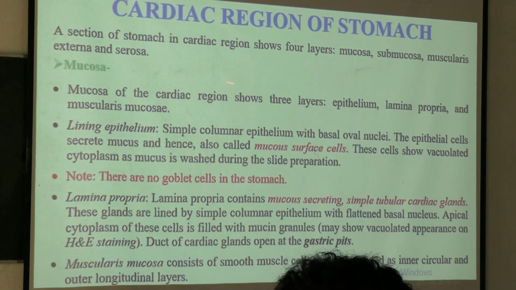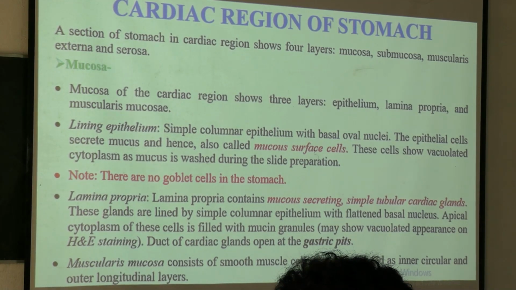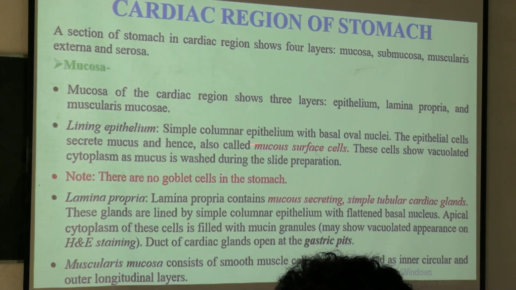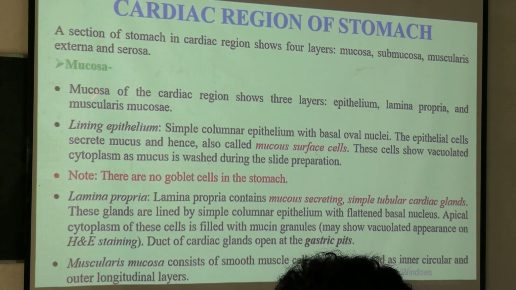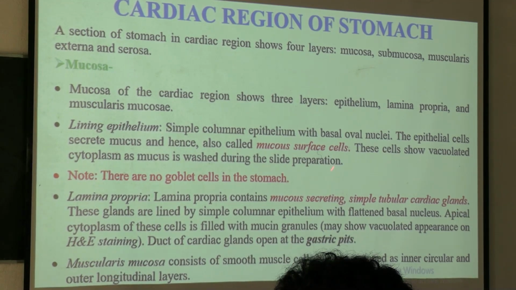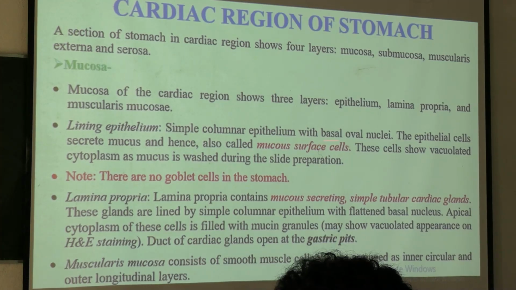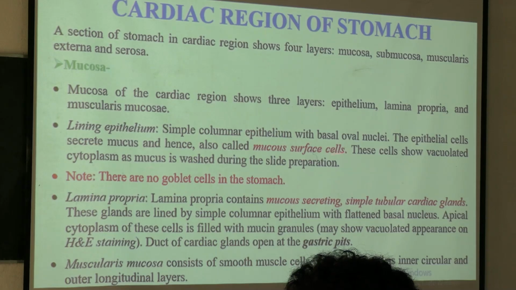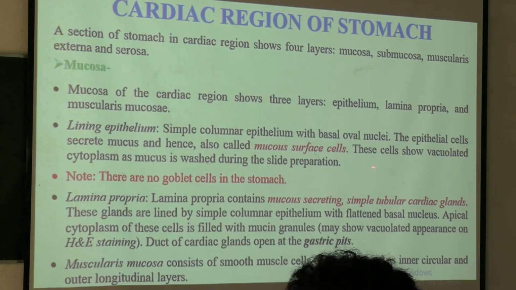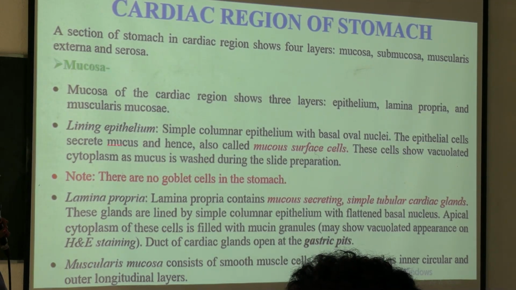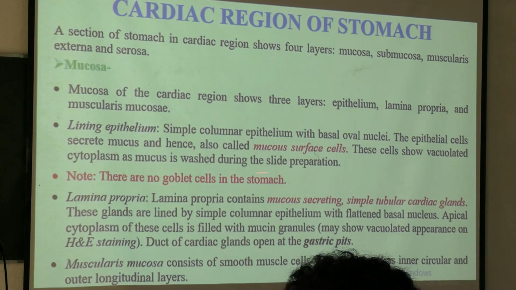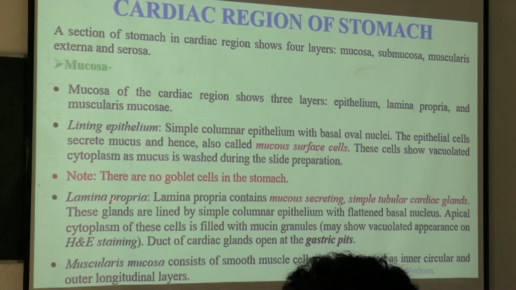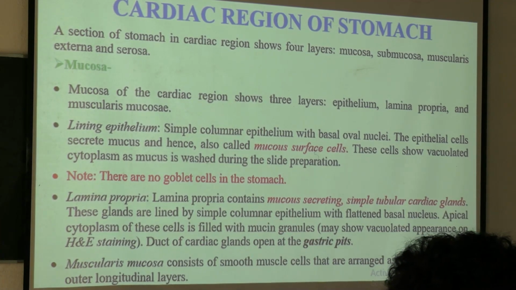A section of stomach in the cardiac region shows four layers: mucosa, submucosa, muscularis externa, serosa. Mucosa of the cardiac region shows three layers: epithelium, lamina propria, muscularis mucosa. The lining epithelium here is simple columnar epithelium with basal oval nuclei, and the epithelial cells secrete mucus and hence are also called mucous surface cells. And these cells show vacuolated cytoplasm as mucus is washed out during slide preparation. Okay, and there are no goblet cells in the stomach.